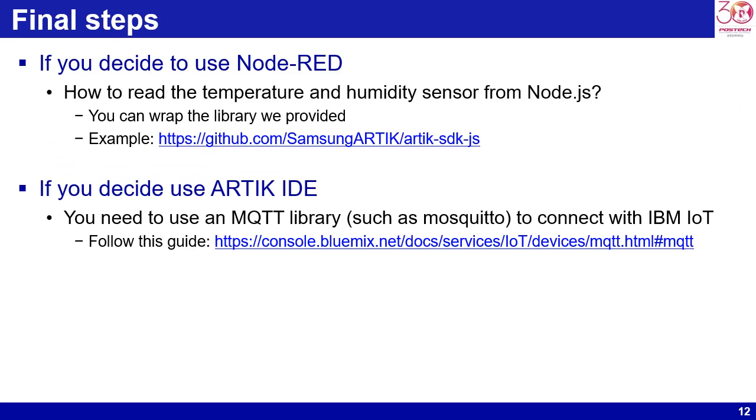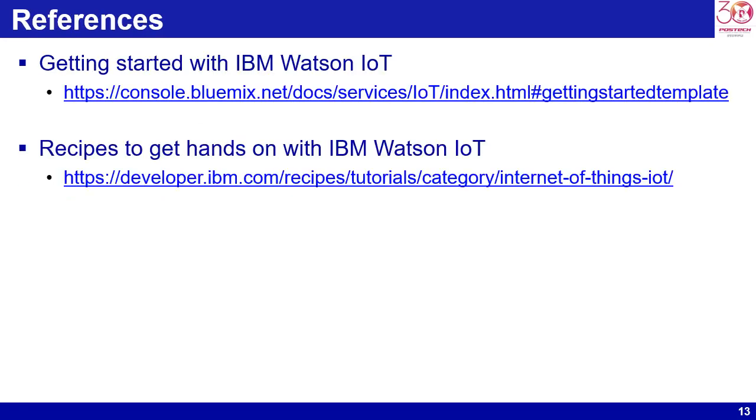This final step is required to do your assignment for reading temperature and humidity from the sensors connected to your board for using IBM Watson IoT. Depending on whether you use Node-RED or Arctic IDE, you can select the appropriate guide to complete the task. You can visit the following sites to get started with IBM Watson IoT and getting recipes. There are plenty of recipes or step-by-step tutorials available for both IoT and other IBM services.